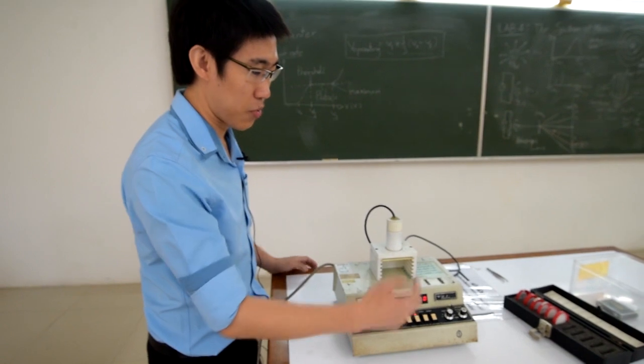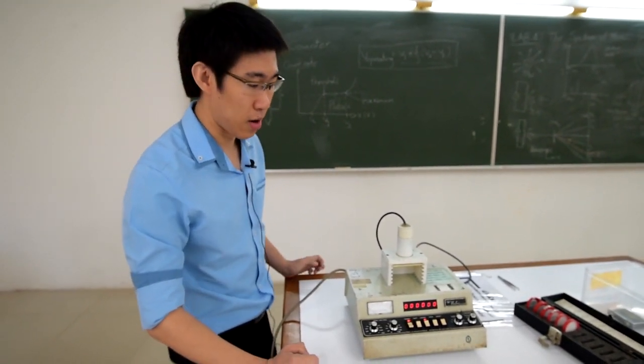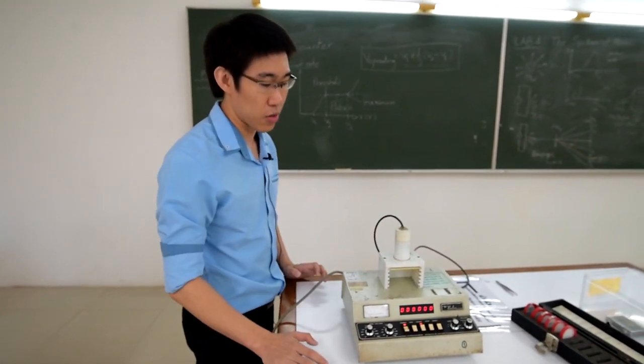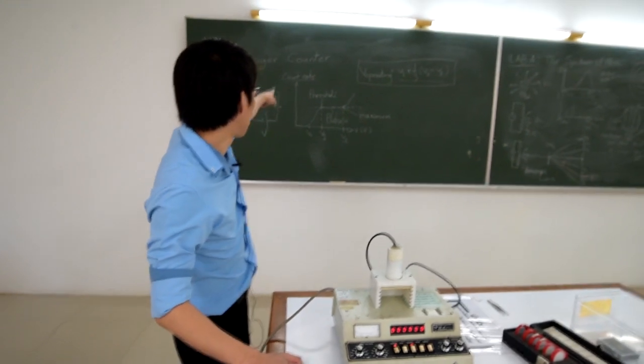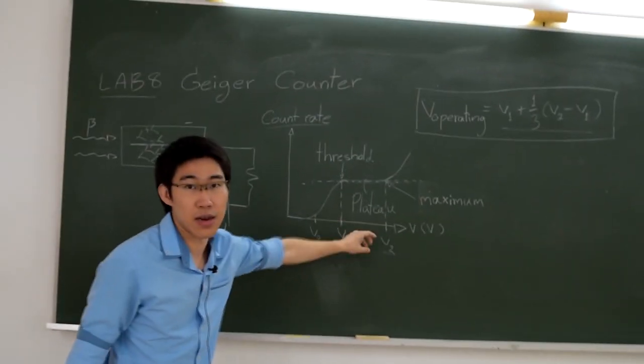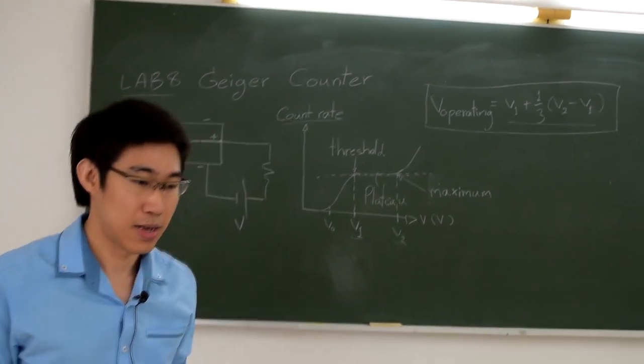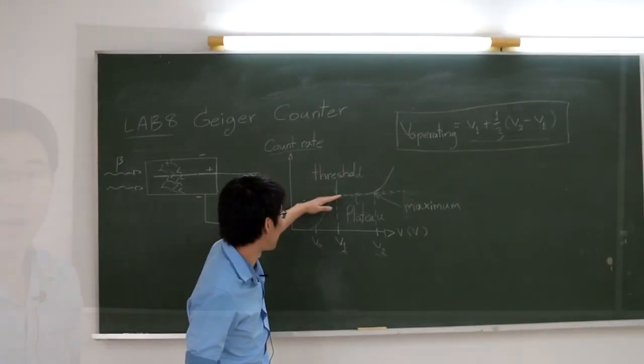Then we just repeat the experiment by increasing the applied voltage and recording the count rate. Then we plot the graph of the count rate and the applied voltage to determine the optimal operating voltage.